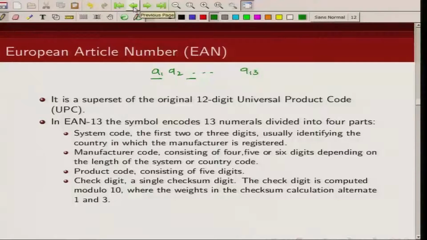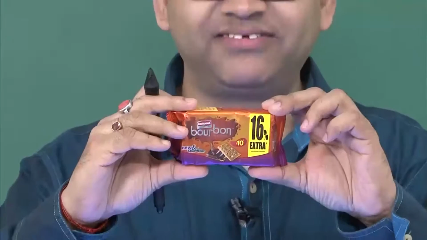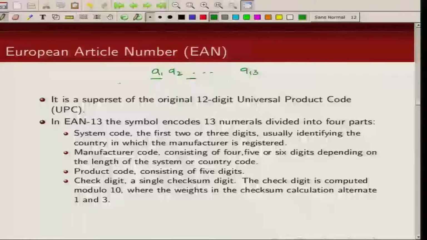So, I have this Britannia bonbon biscuit, and what is the European article number for this? The European article number for this is 891063139190. So, this is my 13 bit number, you can see 1, 2, 3, 4, 5, 6, 7, 8, 10, 11, 12, 13. This is a 13 bit European article number. Now, let us see whether this checksum bit is correct.